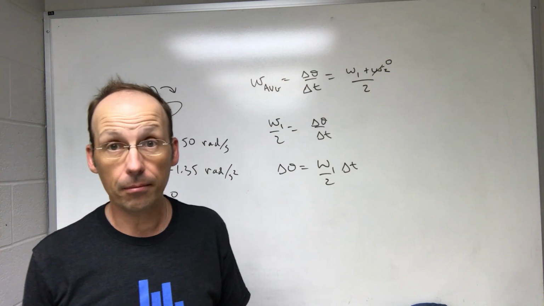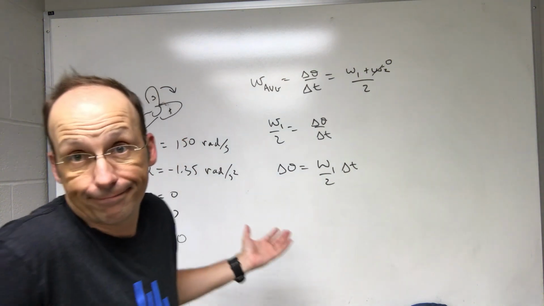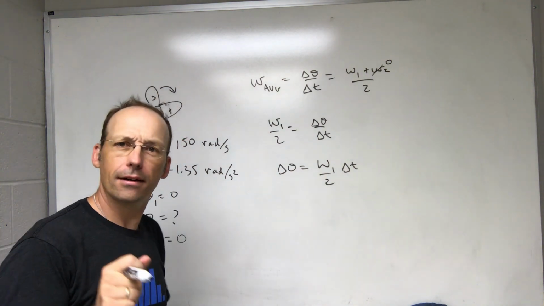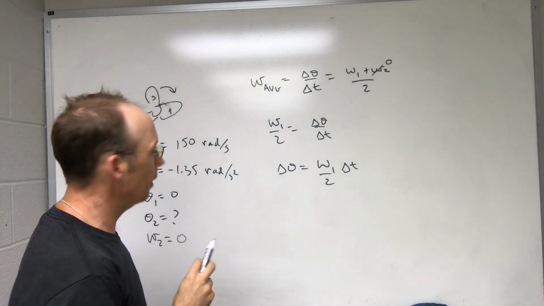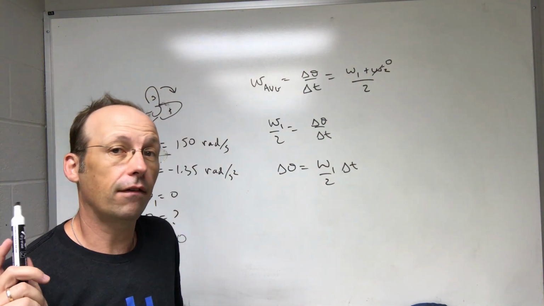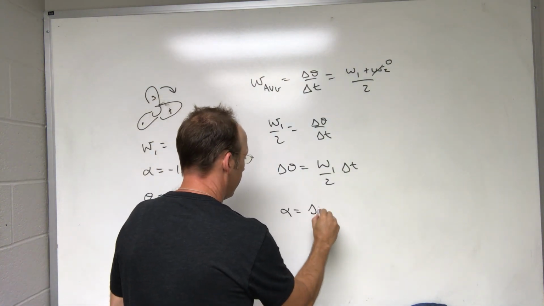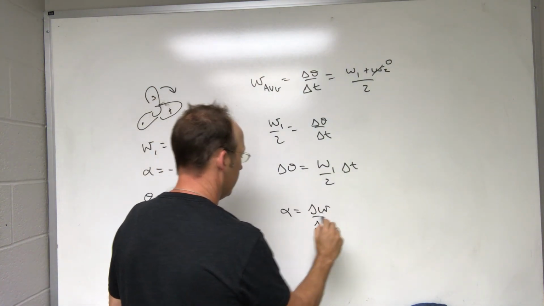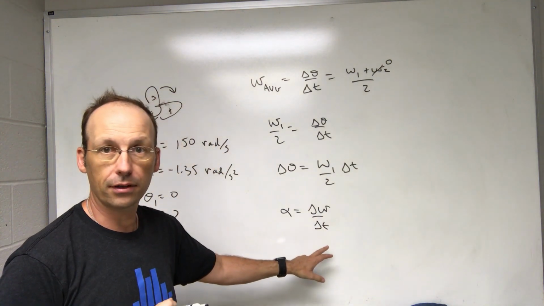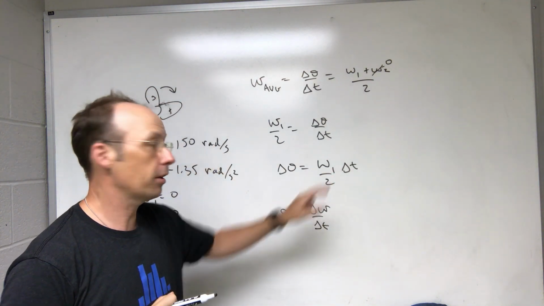But I don't have the time. So what do I do? I quit? No, don't quit. That's not the right answer. Okay, so the answer is, let's look at the definition of the angular acceleration. Alpha is delta omega over delta t. So there's another expression for delta t. So I can solve this for delta t and put it up there.